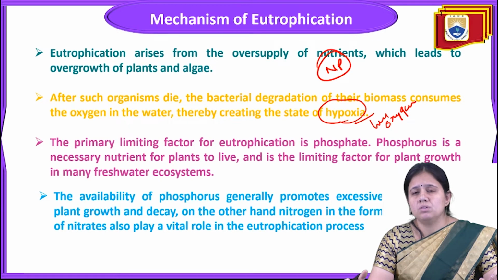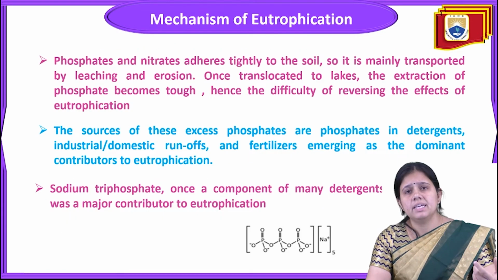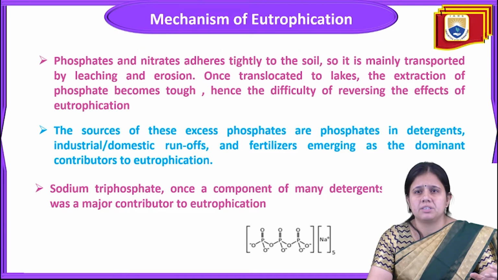So these two nutrients, phosphorus and nitrate, will be responsible for this eutrophication condition, and as plant growth increases, decay will also increase. And then what will happen? Phosphate and nitrate adhere tightly to the soil, so they are mainly transported by leaching and erosion.